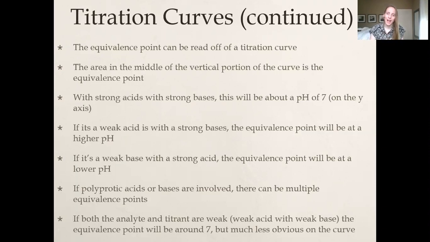Again, if you have a weak acid and a strong base, you expect an equivalence point with a pH above 7. Weak base and strong acid will have a pH equivalence point below 7. And if the acid and base are both strong or both weak, then you'll have a pH equivalence point right around 7. If you have polyprotic acids or bases, there will be multiple equivalence points, and it will look kind of like steps going up or down.